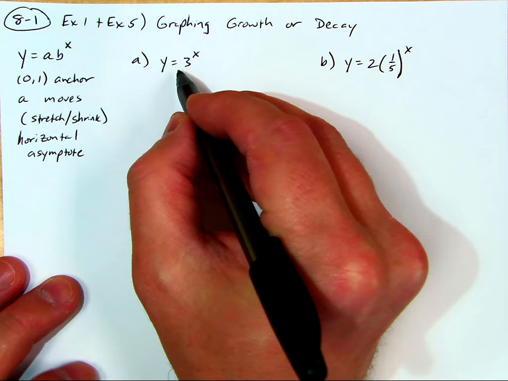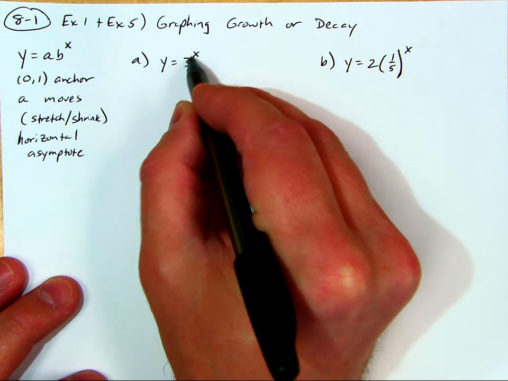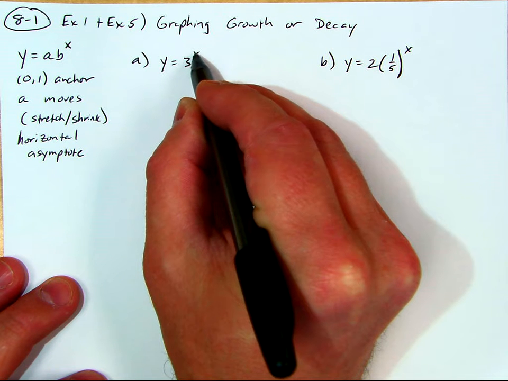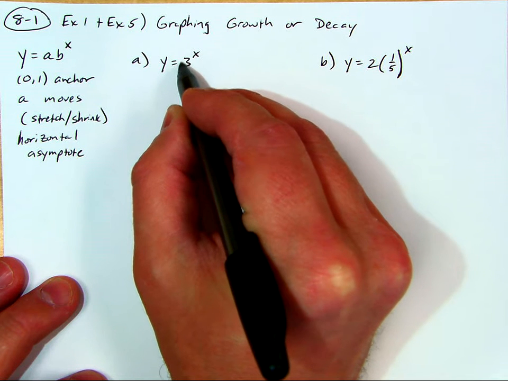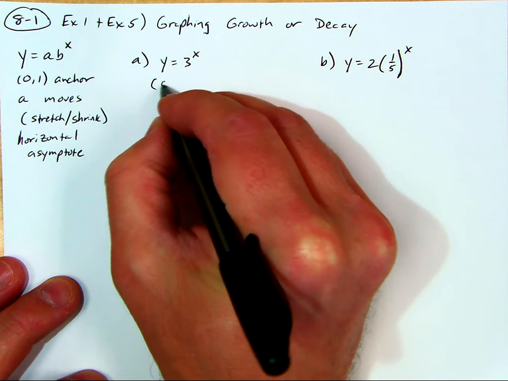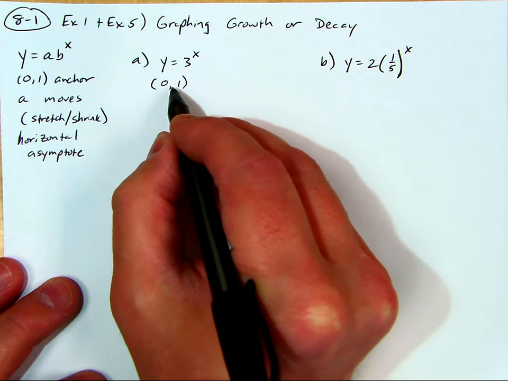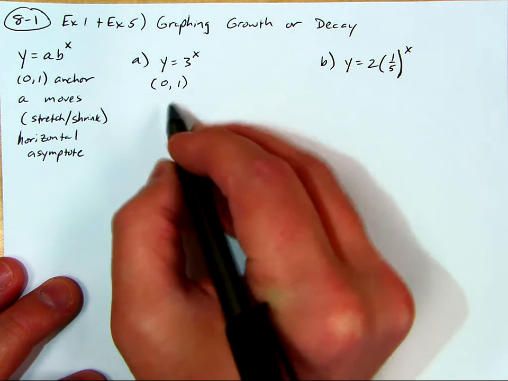So let's go ahead. How do we graph this one right here? We need to think of y equals a b to the x. Remember, the number being operated on by the exponent, that's the b factor. So a is 1 right here. So our anchor, we need to remember, is just going to be 0, 1 in this case. We need to plug in two other points, one on either side of the y-axis.